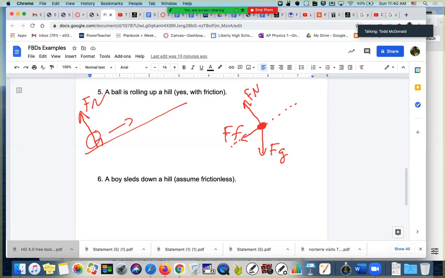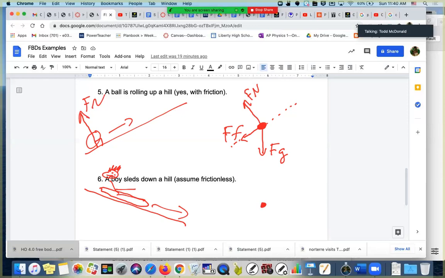All right, and a boy sleds down the hill. For some reason in physics, we always tend to go down to the right or up to the right. Let's say this person is riding on a sled downhill. That's about as good as I can do in terms of drawing. Please don't judge. That is my person sledding down a hill. All right, we're going to assume frictionless, which is awesome because it's a sheet of ice. It's probably just zooming down the hill.